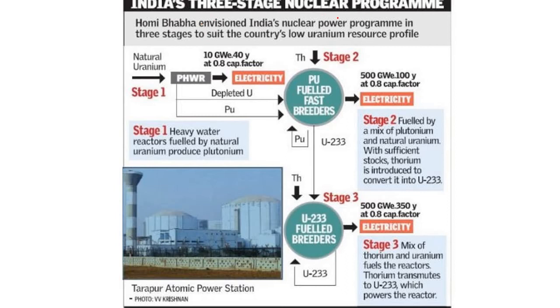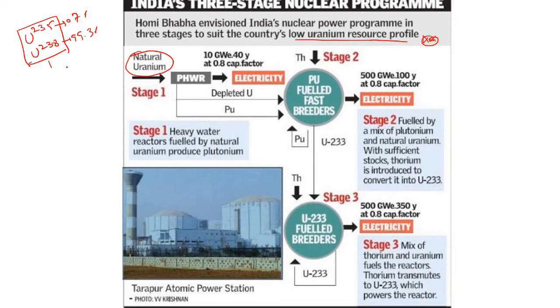India's three-stage nuclear program. Homi Bhabha envisioned India's nuclear power program in three stages to suit the country's low uranium resource profile. This I discussed already. In the first stage, natural uranium is used. Natural uranium consists of uranium-235 and uranium-238, because no enrichment has been done, so uranium-235 is only 0.7% and uranium-238 is 99.3%. This was used as fuel in the first stage.